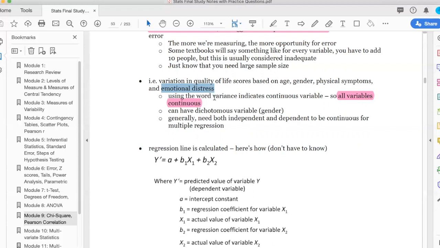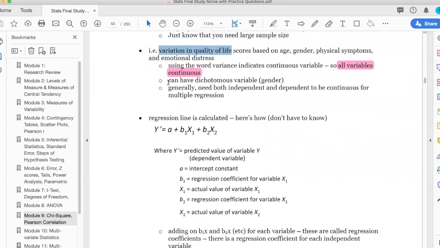When you see the word variance, it usually indicates that the variable is a continuous level of measure. Like a variation in quality of life, that hints to me that this is measured on an interval or ratio. Well, it'd have to be interval level. And then you know these are ratio and these are probably interval as well, okay?